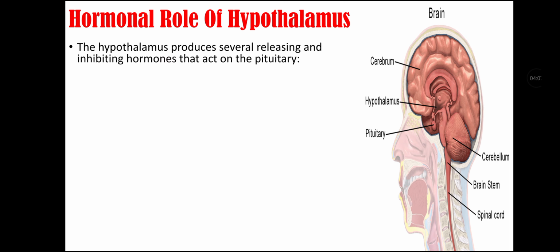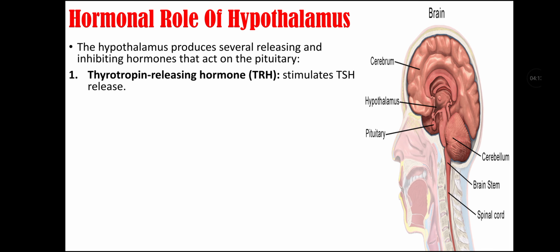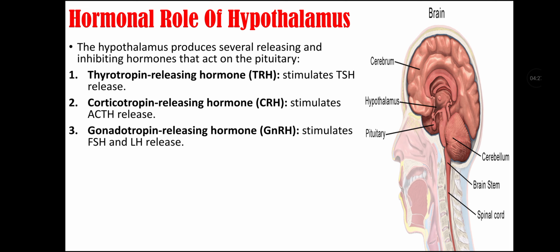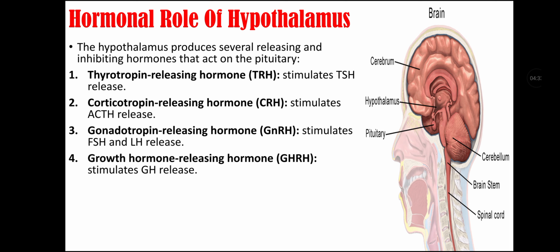Hormonal role of hypothalamus. Hypothalamus produces several releasing and inhibiting hormones that act on the pituitary. They include thyrotrophin releasing hormone that stimulates thyroid stimulating hormone release. Second hormone by hypothalamus is corticotrophin releasing hormone that stimulates adrenocorticotrophic hormone release. Third hormone is gonadotrophin releasing hormone that stimulates follicle stimulating hormone and luteinizing hormone release.